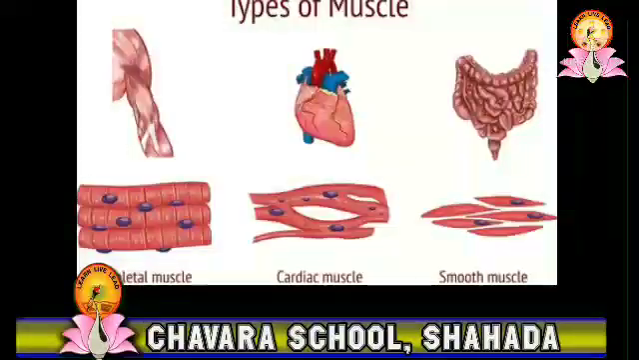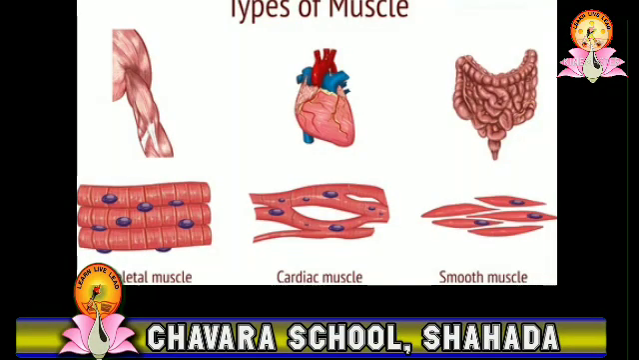Muscular tissue forms the muscles of the body. Muscles contract and relax continuously. They help the body in movement and locomotion. So there are three main important types of muscular tissue which are given on the screen: striated, unstriated, and cardiac. Striated consists of skeletal muscles, unstriated consists of smooth muscles, while cardiac muscles are the muscles of the heart.